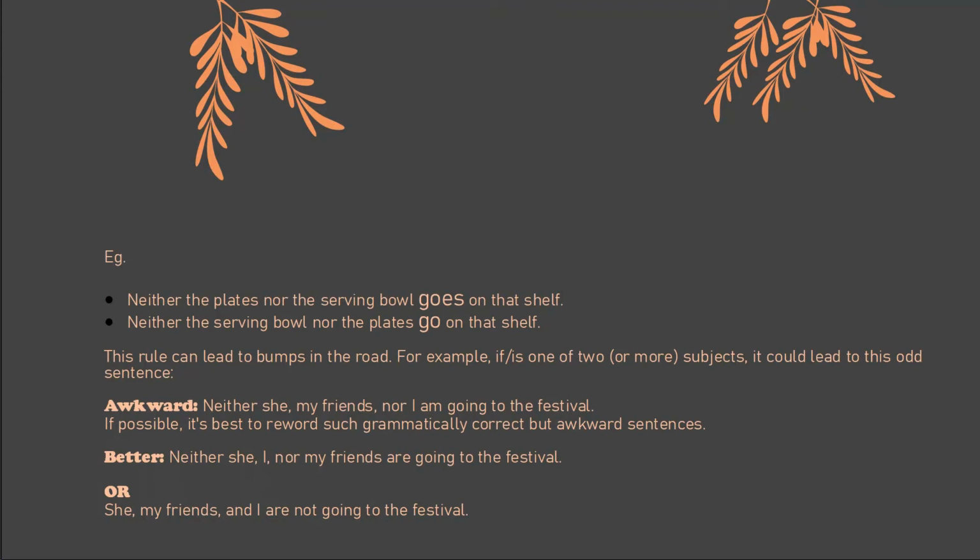What it says is whenever you have many subjects, it gets a little awkward, though it's grammatically correct. However, in order to make it better, you can say neither she, I, nor my friends are going to the festival, or she, my friends, and I are going to the festival. I'd say put yourself last in any of these kinds of sentences. That makes your life easier.